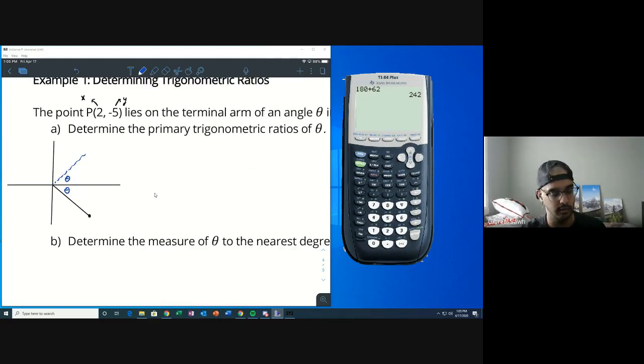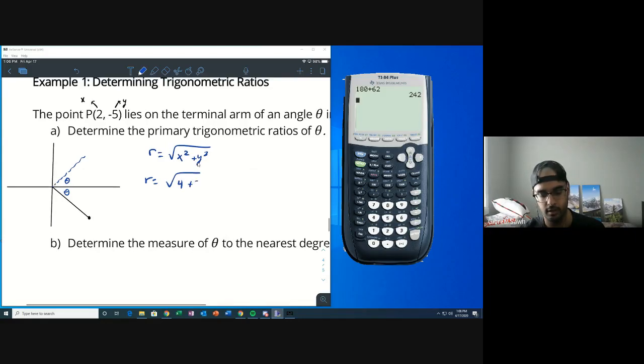Okay, so let's go find out the length of our terminal arm first. So r equals the square root of x squared plus y squared. Okay, so r equals the square root, 2 goes in for x. 2 squared is 4. -5 squared is 25. Okay, so our terminal arm is root 29. Okay, so root 29, there we go.